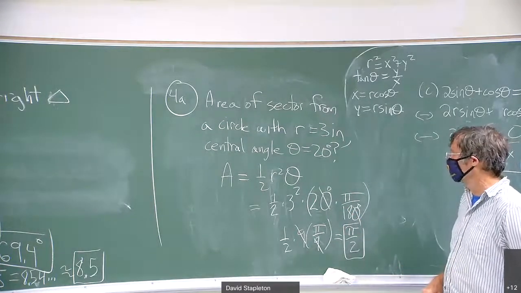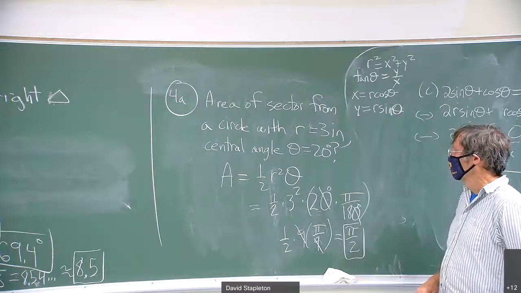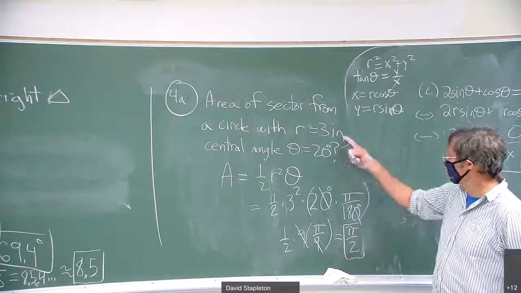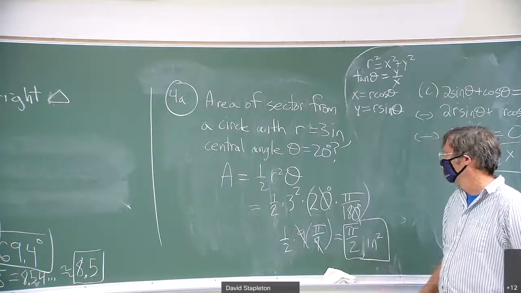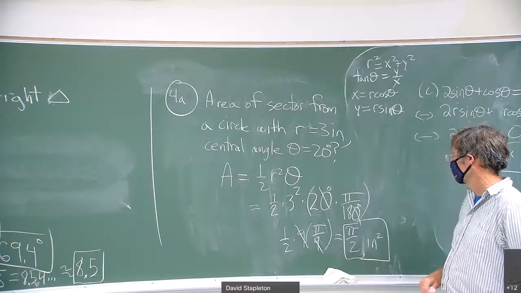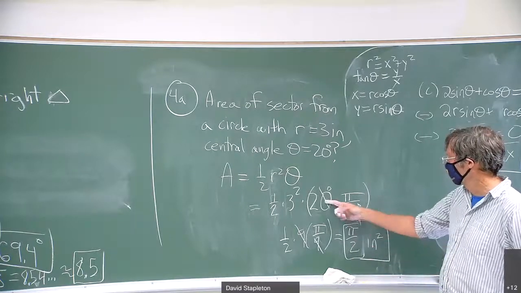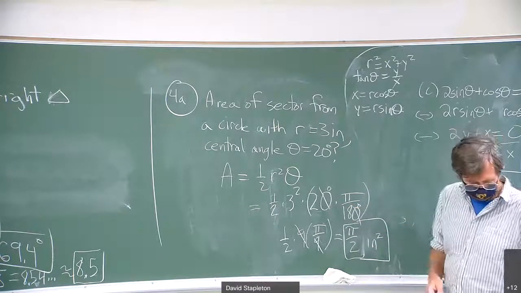And then what are the units? It's an area, so it's square units. If this was in inches, then I have pi over 2 square inches. Make sure you convert these angles to radians before you use that formula.